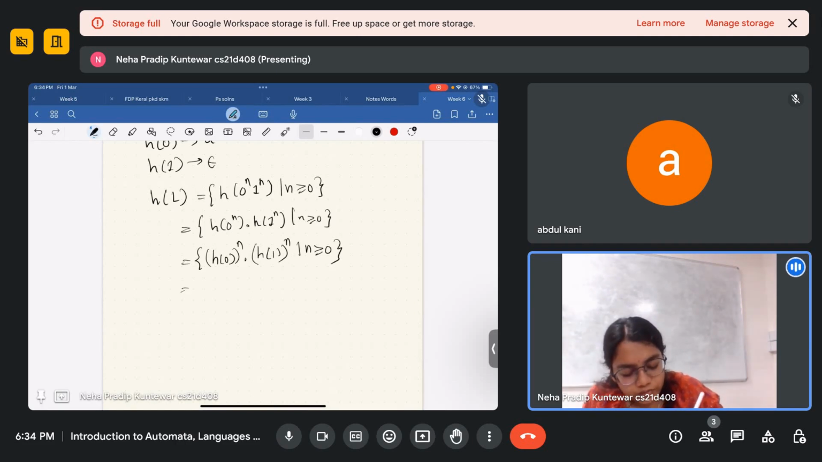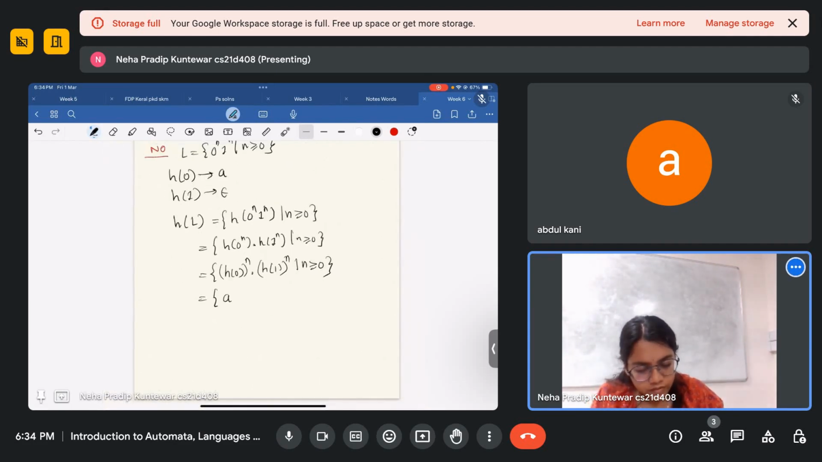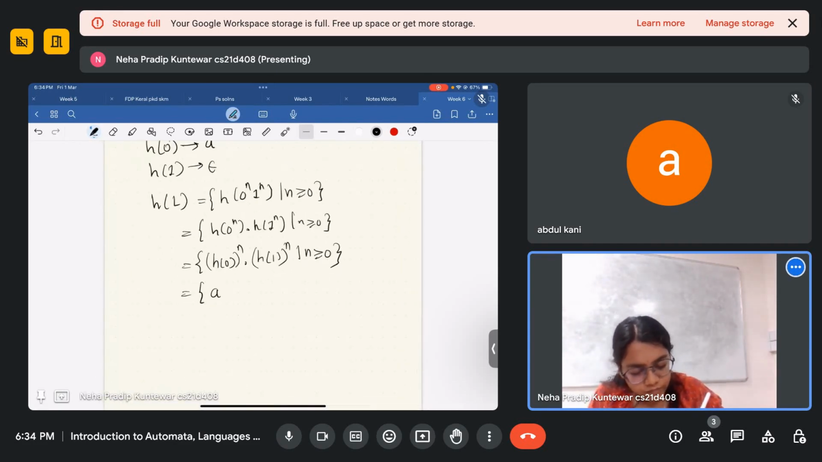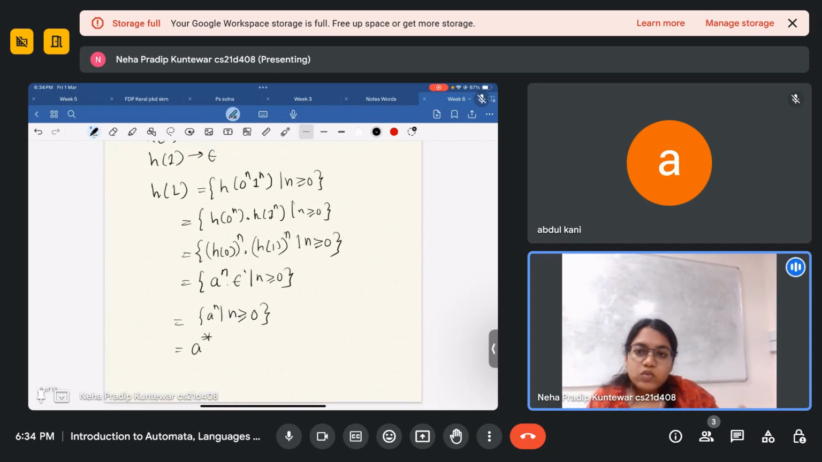Okay, so now we will simply write 0 as A, so A to the n, and h of 1 is simply epsilon, so epsilon to the n is also epsilon. So this is nothing but A to the n for n greater than or equal to 0, which is nothing but A star. Okay, so we know that h of L is regular. So here is a language, this is regular.